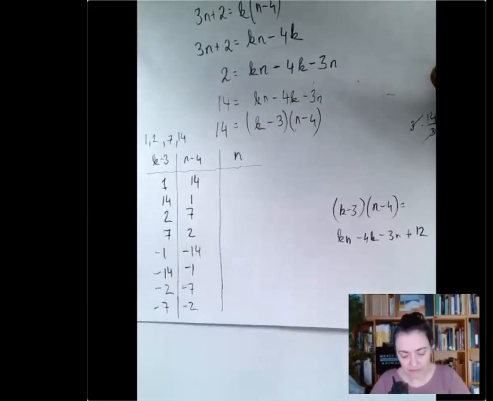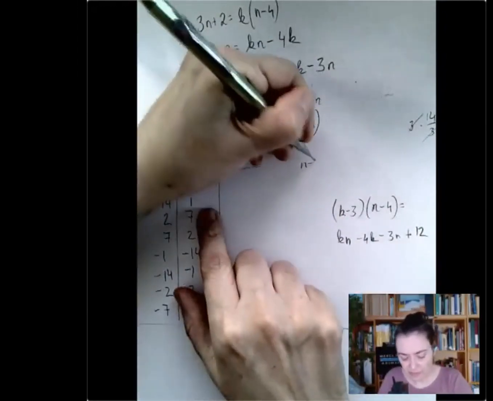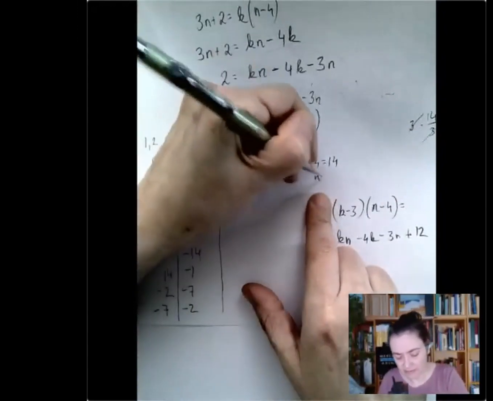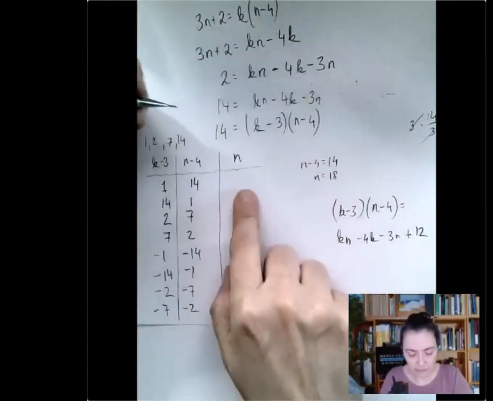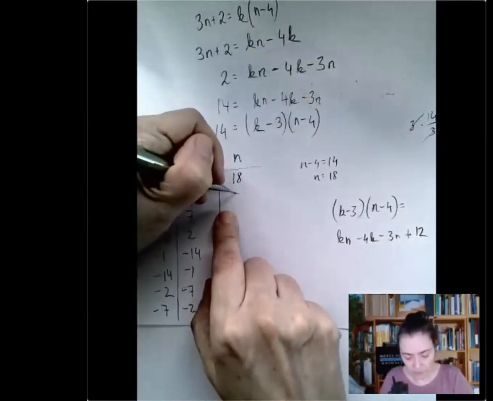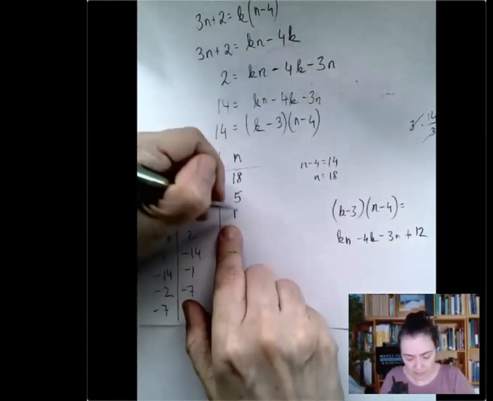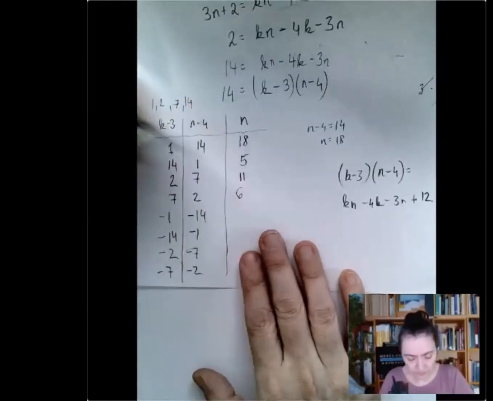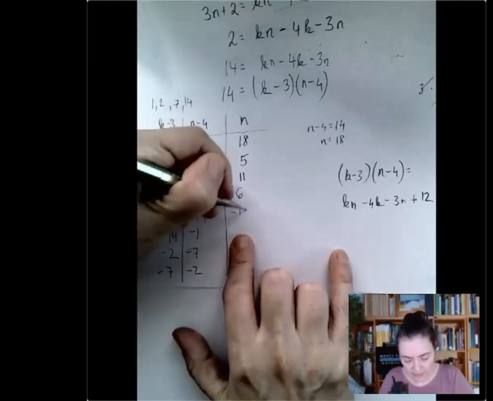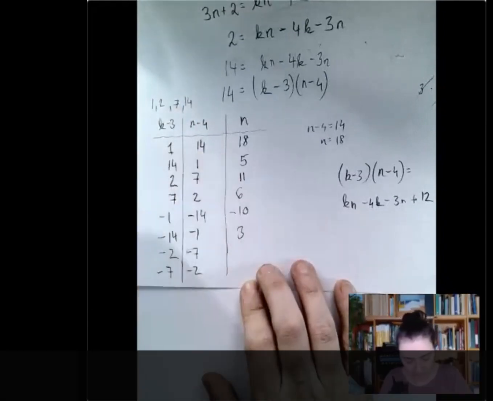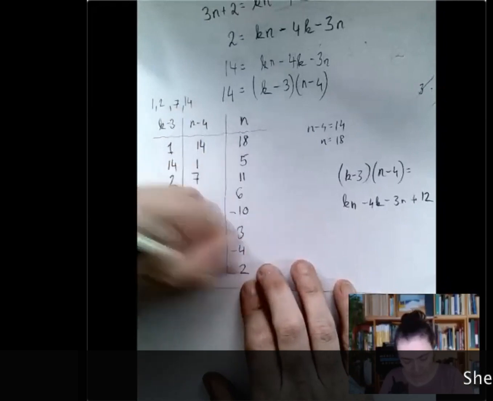How to solve for n? Well, if n minus 4 is 14, then n is 18, right? So we just have to add 4 to these numbers. So we can add 4 to 1, we get 5. 7 plus 4 is 11. 2 plus 4 is 6. Negative 14 plus 4 is negative 10, negative 7 plus 4 is negative 3, negative 2 plus 4 is 2, and negative 1 plus 4 is 3.